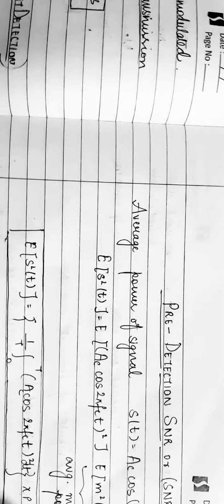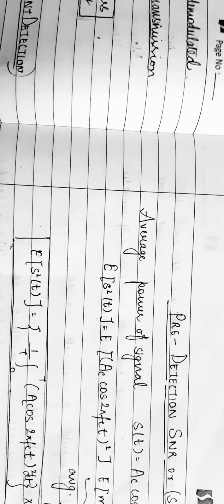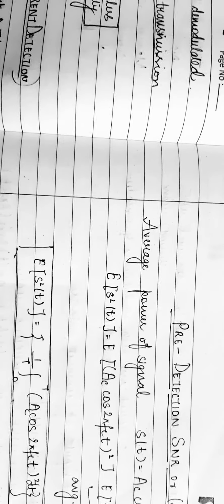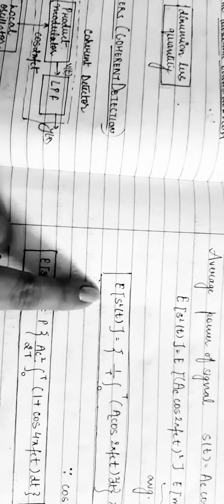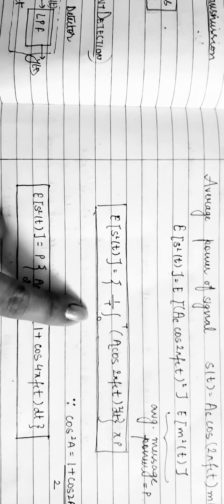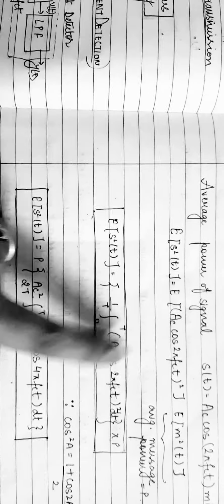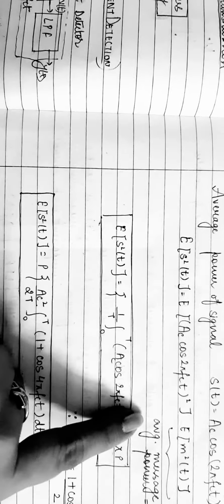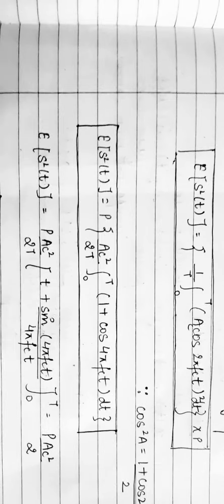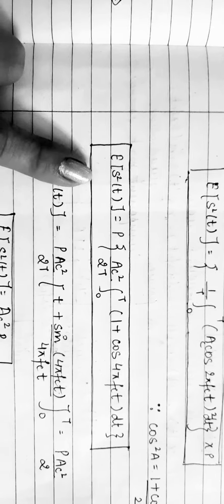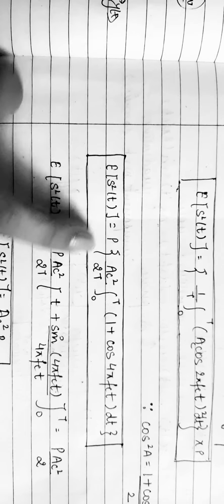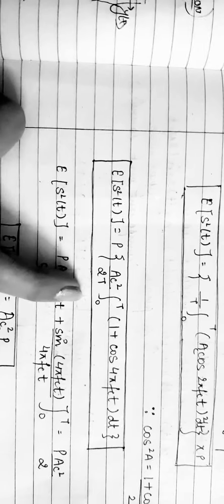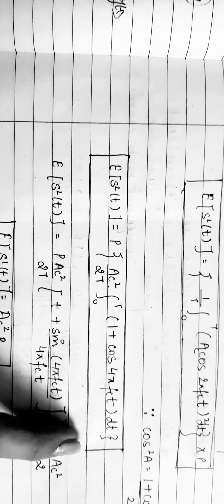Clear? This is nothing but the expectation of m squared t, the average message power, denoted by P. Since Ac cos 2 pi fc t is a periodic signal, we integrate it. So the expectation of s squared t is equal to 1 upon T, integral from 0 to T of (Ac cos 2 pi fc t) whole square dt, into P, where P is the average message power. Now we use the trigonometric identity cos squared A equals 1 plus cos 2A upon 2. Using the identity, we get the expectation of s squared t equal to P Ac squared upon 2T, integral from 0 to T of 1 plus cos 4 pi fc t dt.